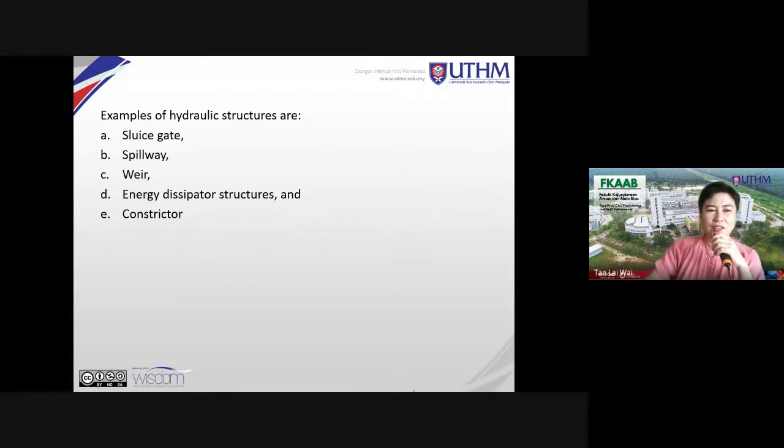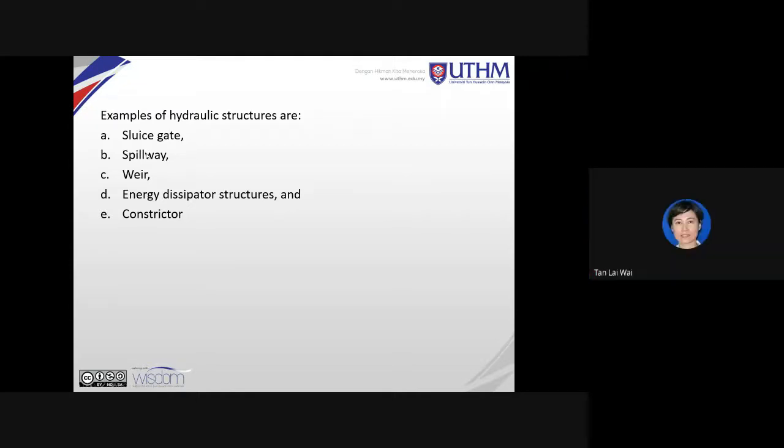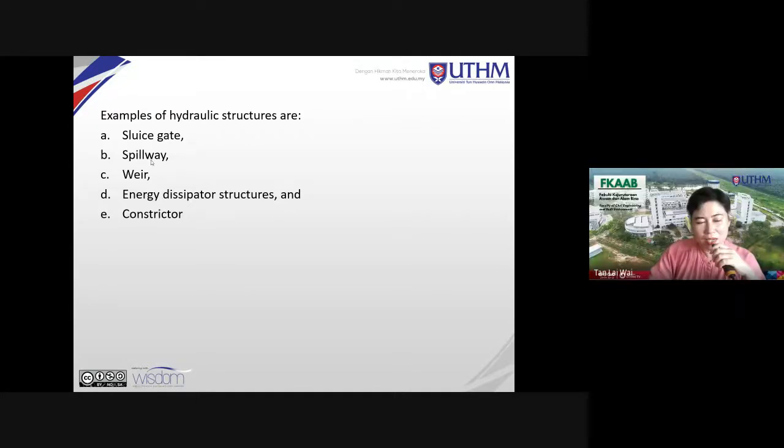Examples of hydraulic structures are sluice gate, spillway, weir, energy dissipator, and constrictor. In our chapter, we are going to look at the sluice gate. We are going to have some calculation as well. Theoretically, we are going to look at the spillway. And then we are also going to look at the weir with calculation. And then finally we are going to do some design based on the energy dissipator concept that we have learned.